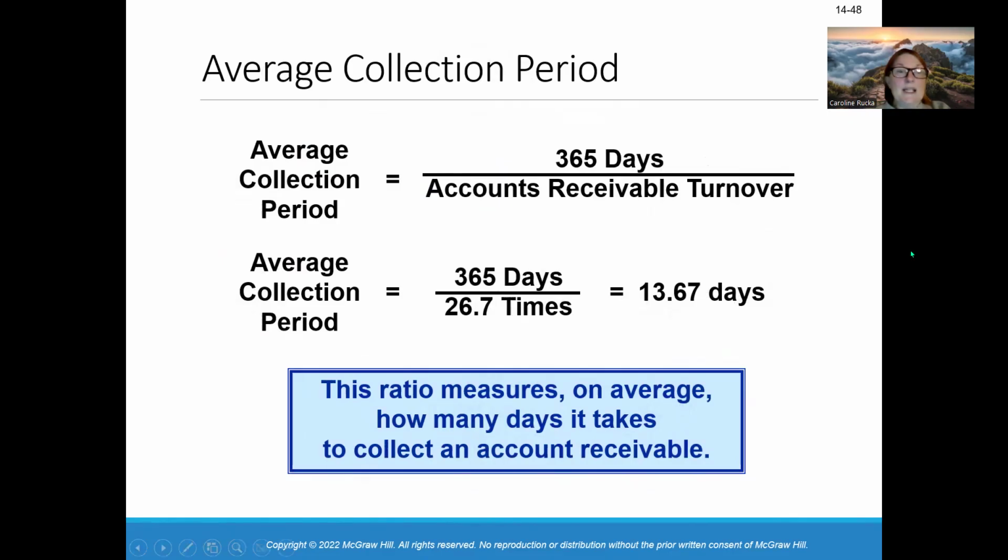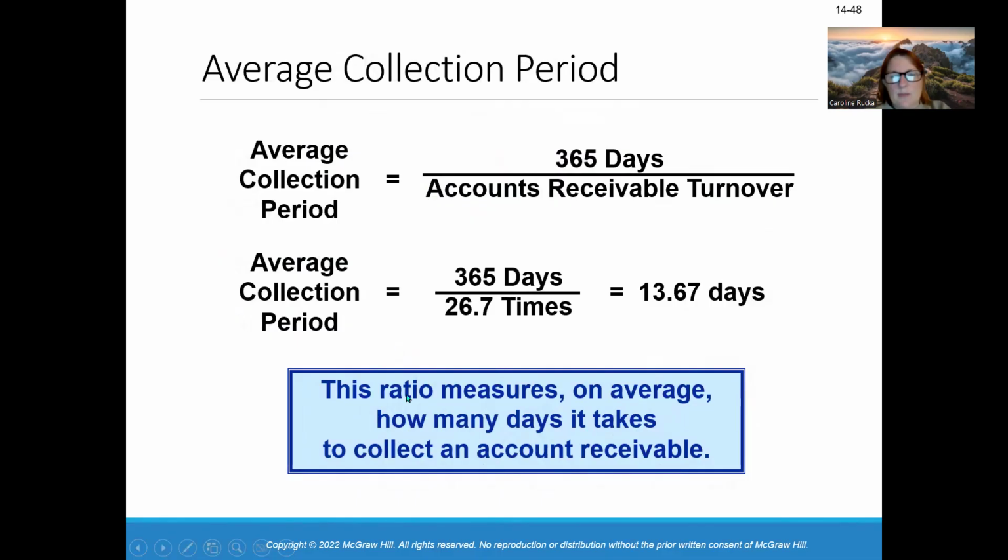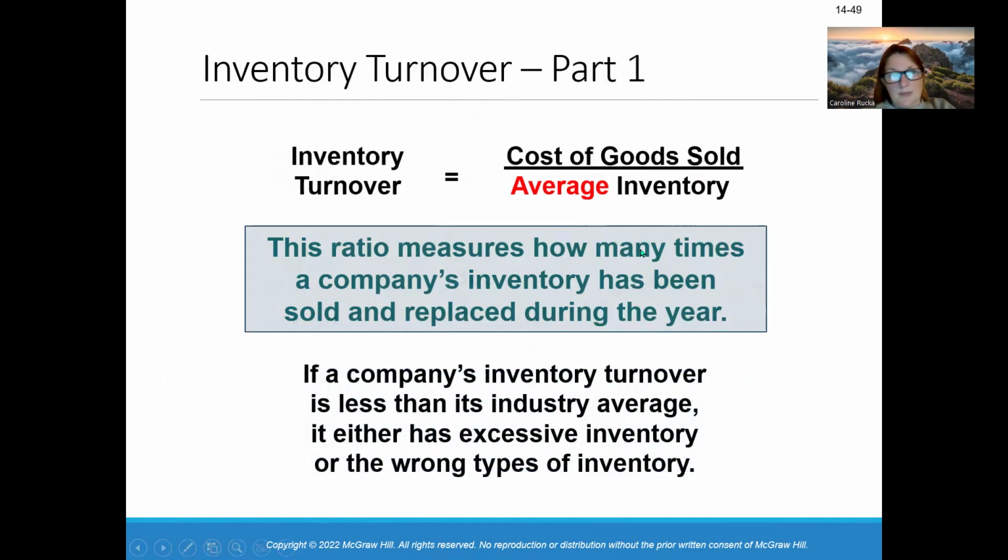Related to this is average collection period. This is calculated by taking 365 days and dividing it by the accounts receivable turnover that we calculated on the previous slide. This ratio measures on average how many days it takes to collect an account receivable. This is also used to help us determine our uncollectible accounts. How long can these go before we determine them to be uncollectible?